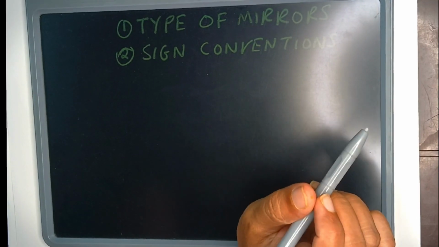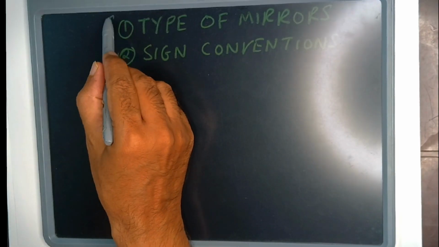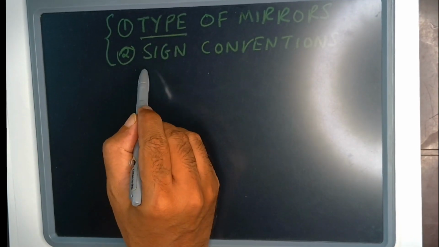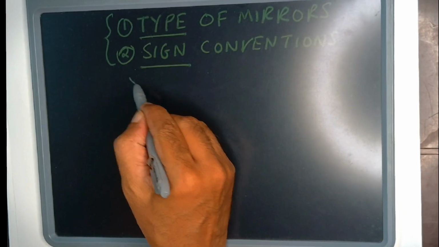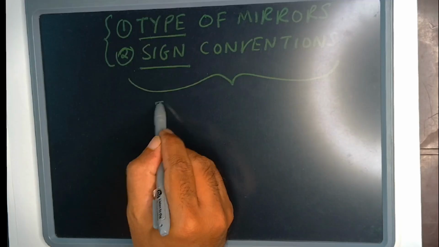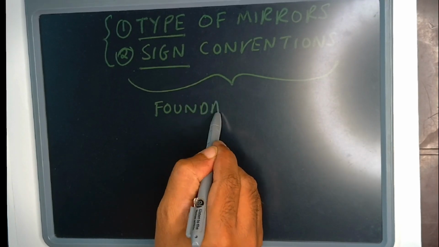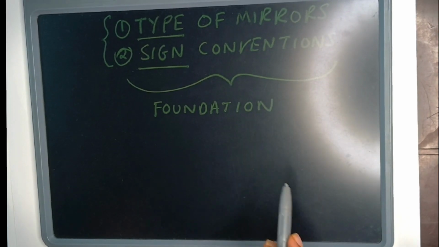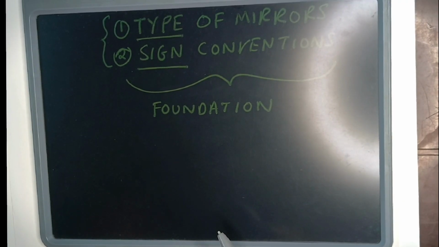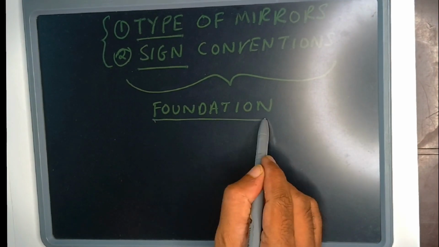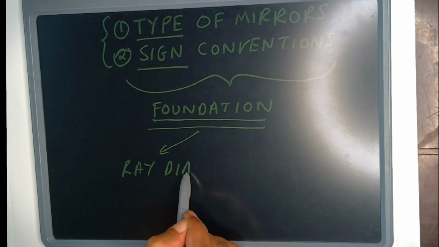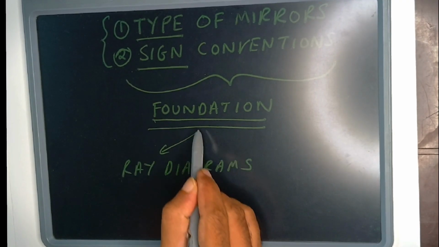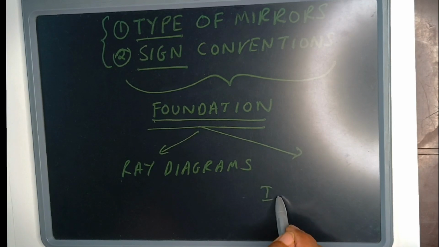Okay, so today's discussion is going to revolve around two topics. One is the type of mirrors and the other is sign conventions of the mirrors. So these two aspects form the foundation of mirror problem solving in physics. Which problems? Like ray diagrams and image formation as well.